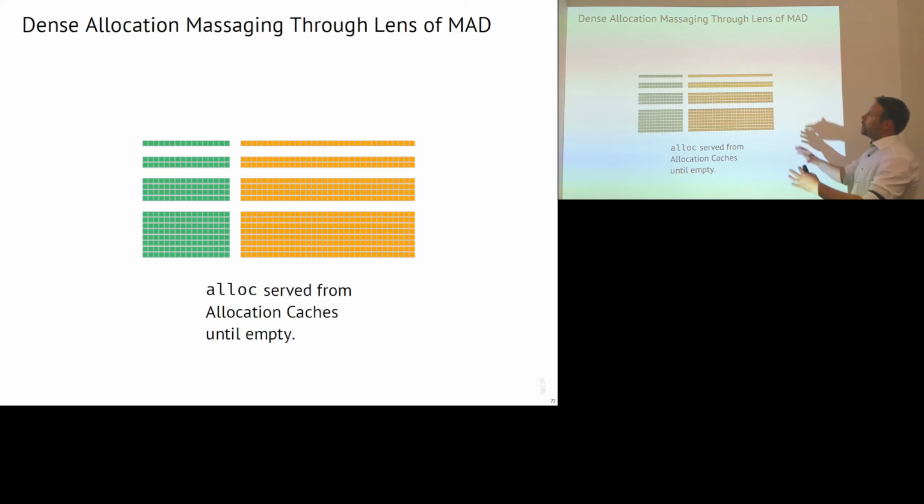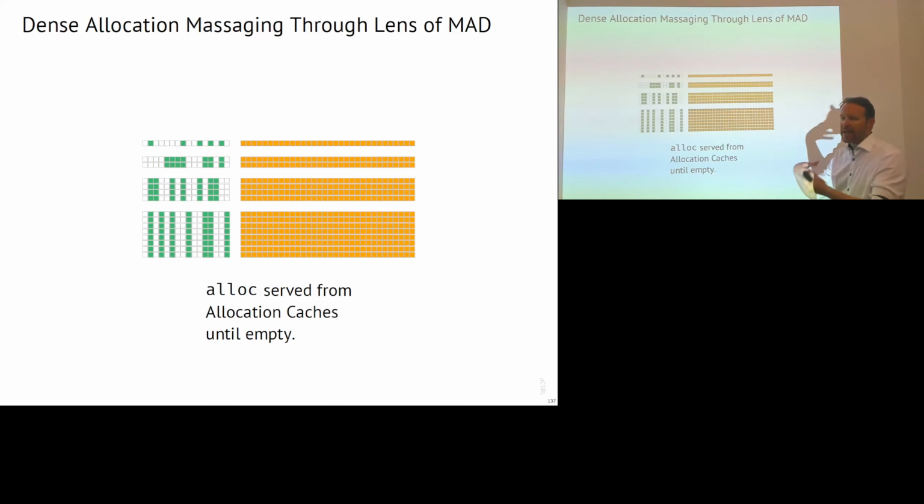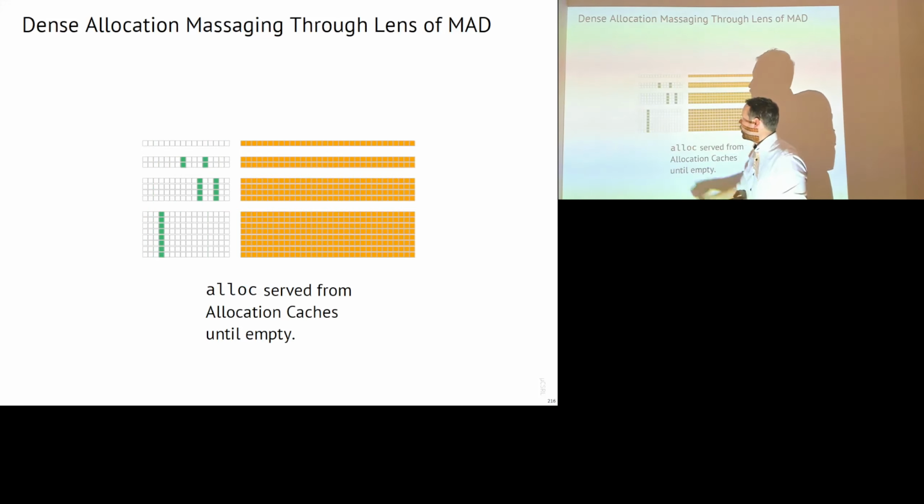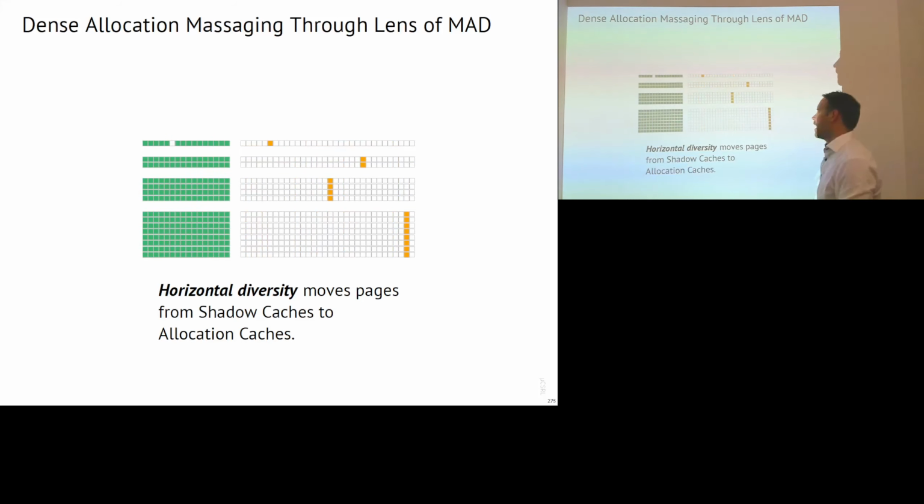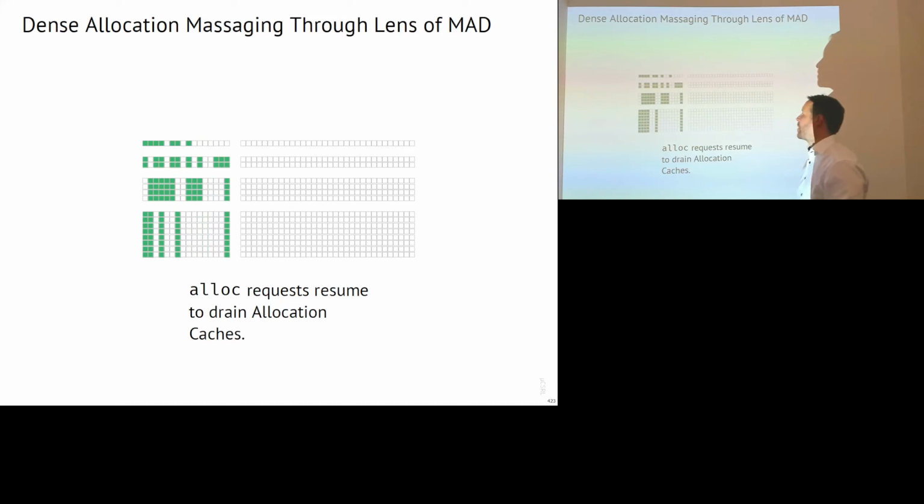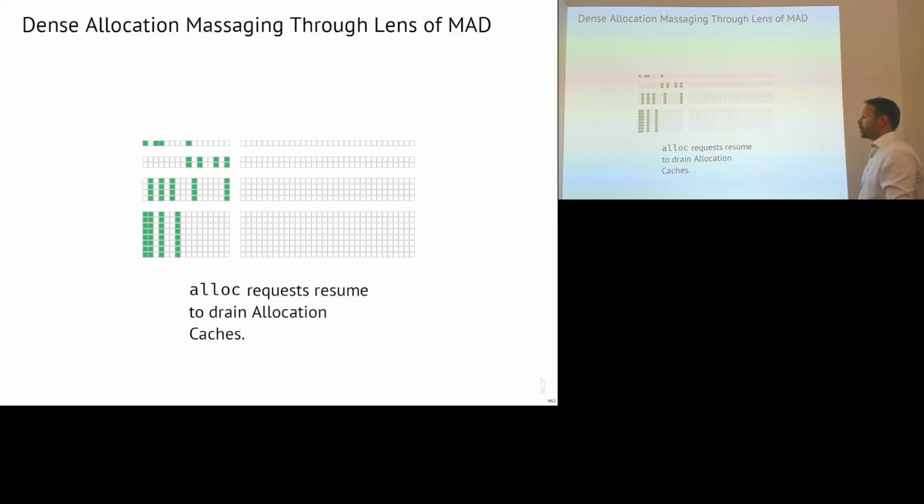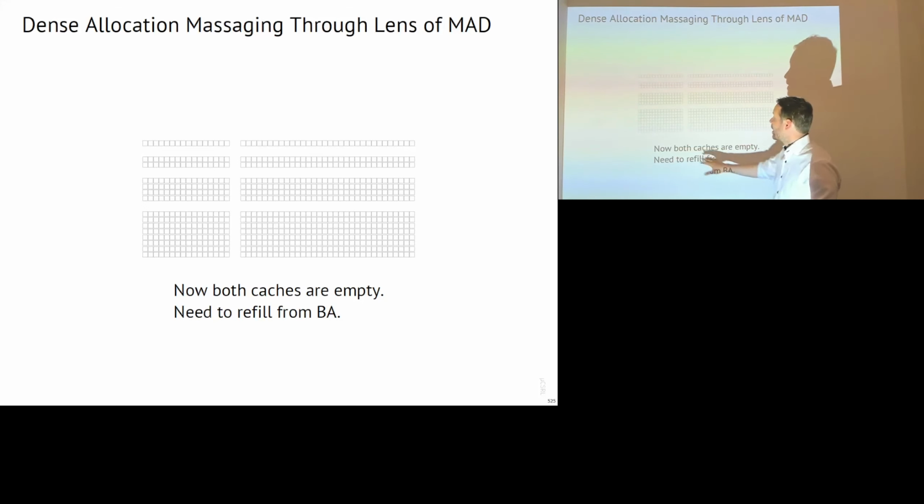Dense allocation massaging means that the attacker is allocating lots of pages. So the allocation cache is going to be drained because the attacker is allocating many pages. Once he has allocated all of these pages, we use horizontal diversity to refill the allocation caches again. With all of those pages having been moved, allocation requests can now consume all of the pages again and drain the allocation cache. And as a result, both caches are empty.